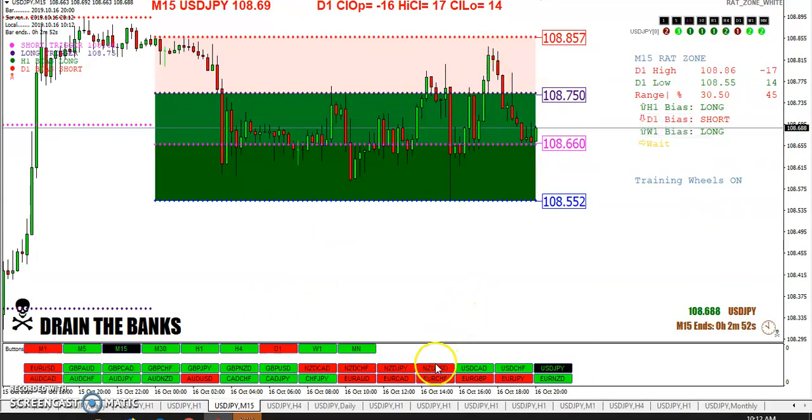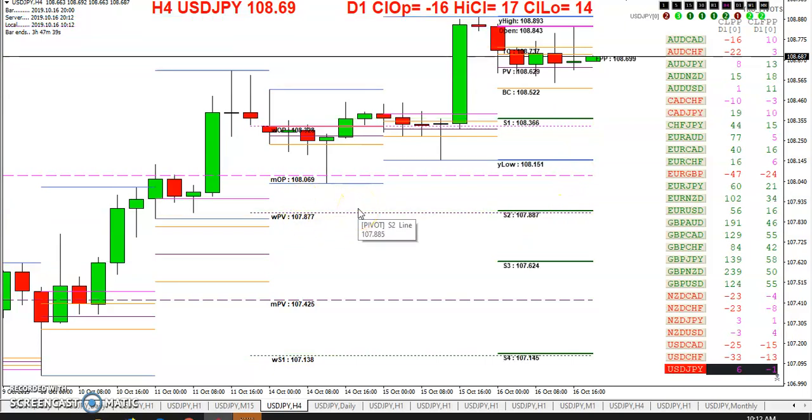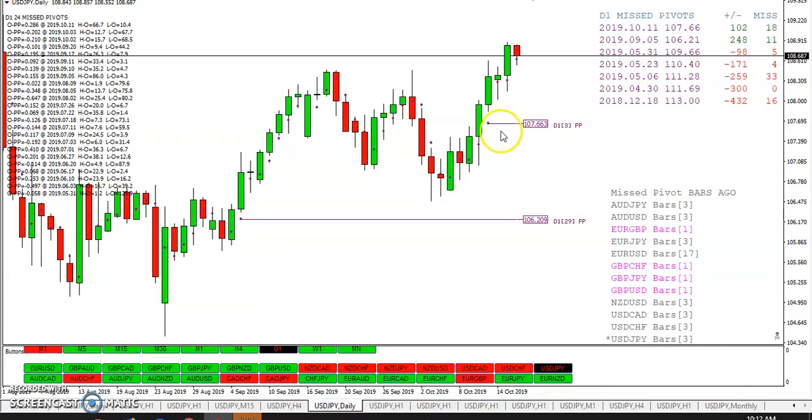And not enough range for the rat. Here's the pivot. We still haven't hit the weekly pivot here. Waiting for a tick. There we go. And you can see here we took out that pivot. It's pivots. In fact, I had an idea. I can take this code and we can have missed pivots, missed midpoints. So look for that sometime in the future.